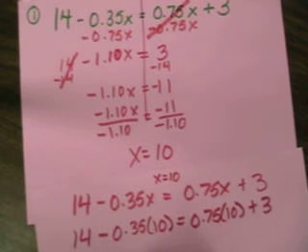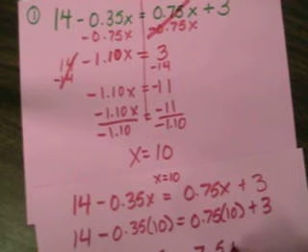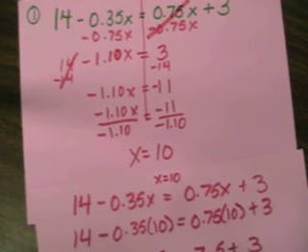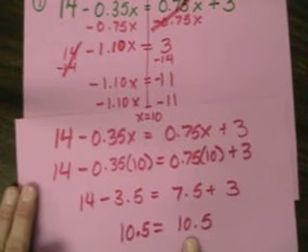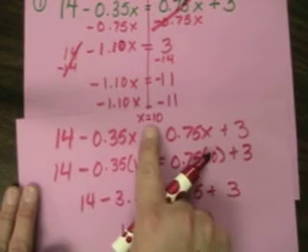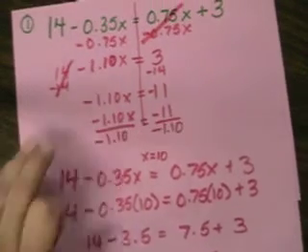14 minus 3.5 should equal 7.5 plus 3. Now, I know 7.5 plus 3 is 10.5, and that is going to equal 10.5 also. Now this was checking it. So since this was checking it, I do expect to get the same number on both sides. It doesn't imply infinite solutions because I'm already checking an individual solution.